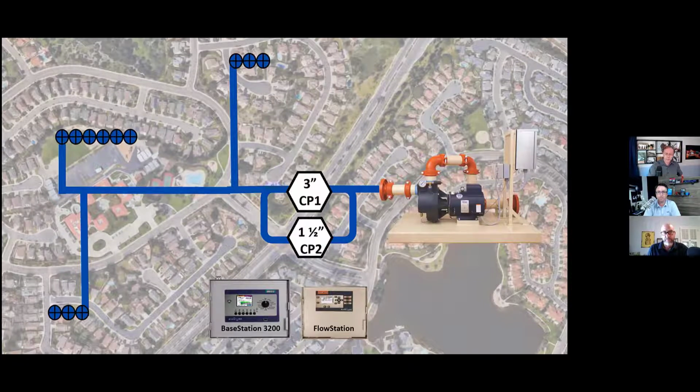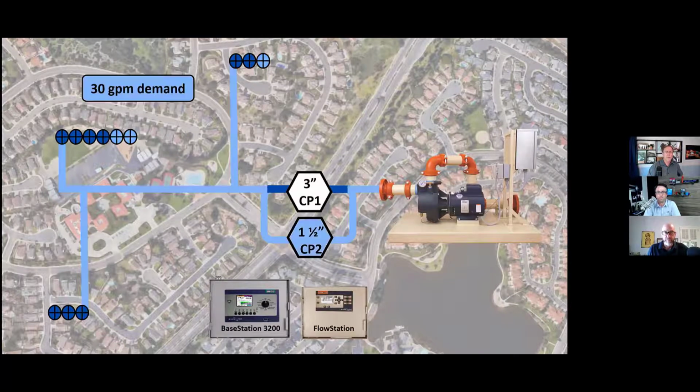Yeah. So let's see what it looks like when we're running. So 30 GPM in demand of zones running out there. Well, this is going to go to the smallest water source first, because that's going to have the flow sensor and the master valve that we want. So 30 GPM in demand, the 1.5-inch master valve and 1.5-inch flow sensor are going to run. That's control point 2. It's been activated based purely on flow. This is not based off of programming of zones.